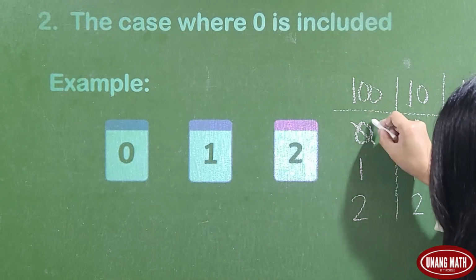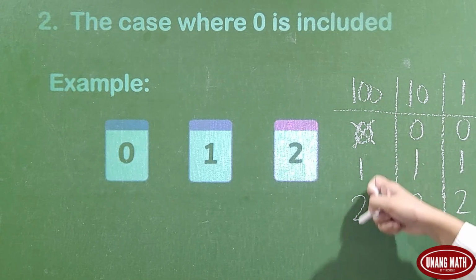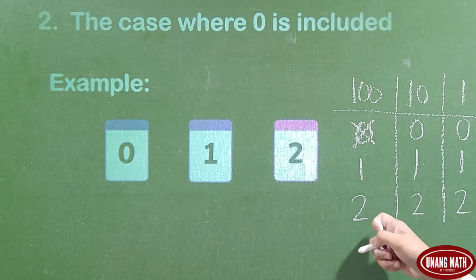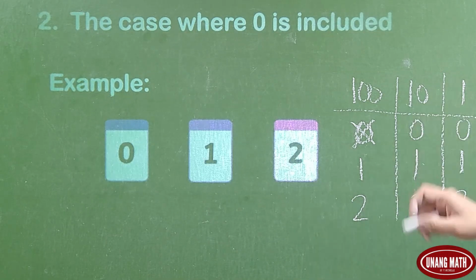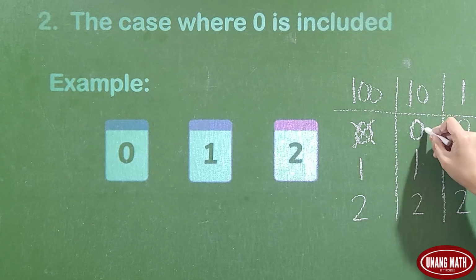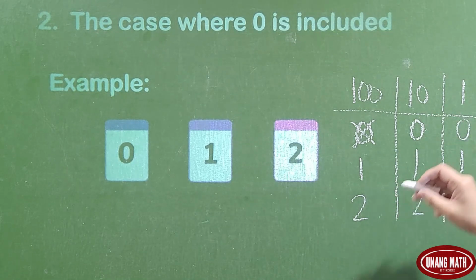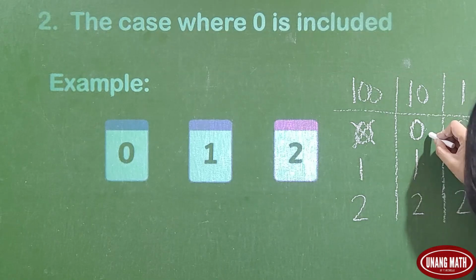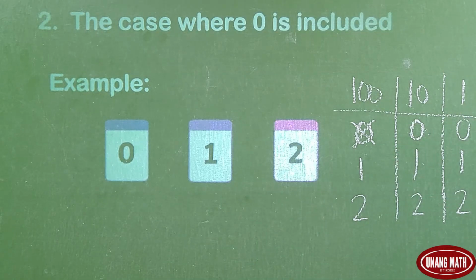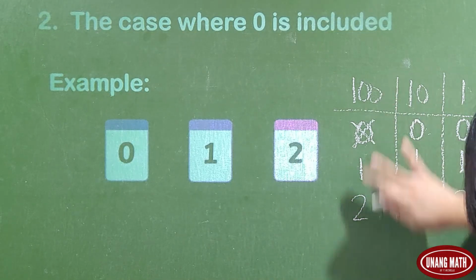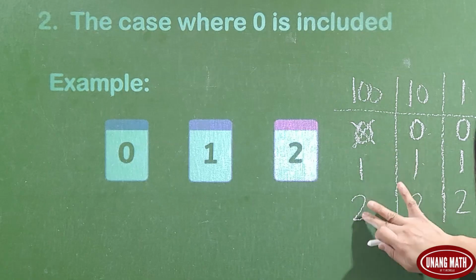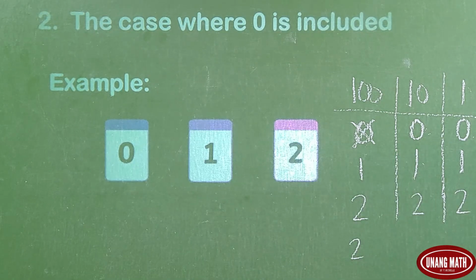So we have to remove 0 here. We can only use 1 or 2. In the tens place, we can use 0, because even if 0 is here, it is still a 3-digit number. In the ones place, we can also use 0, because even if 0 is here, it is still a 3-digit number. So in the hundreds place, we can only use 2 cards.